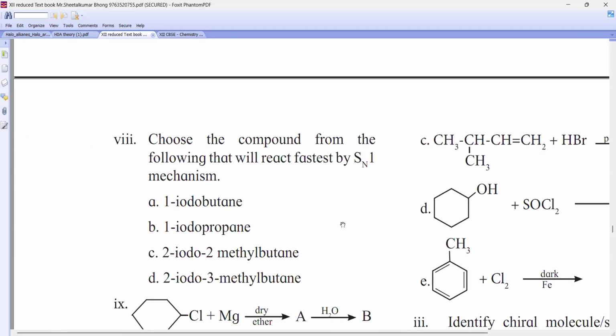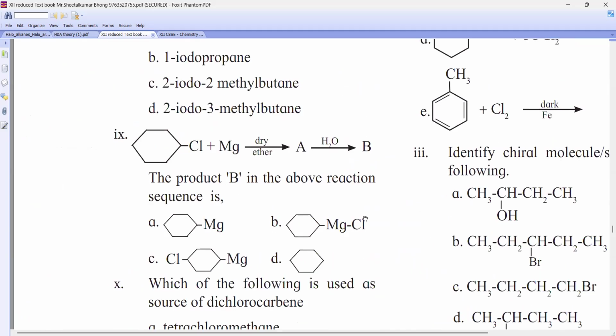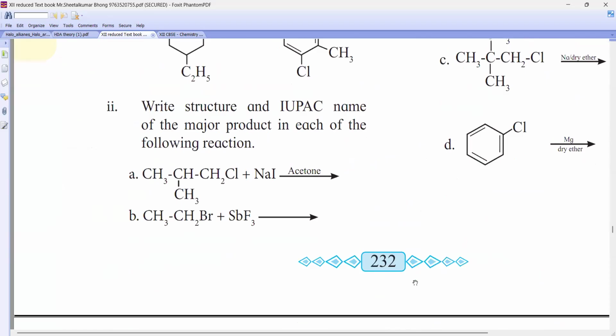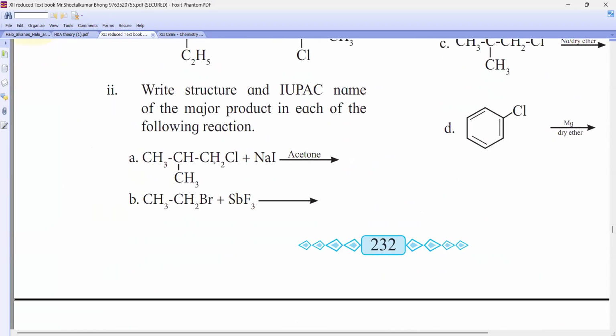Now look here. You can do which one on your own, I'll just tell you. Page number 232: these two reactions you can do on your own. Whenever I use NaI and this chlorine, what will get replaced? Just now we did halogen exchange. Halogen exchange will take place. So what am I going to get here? This will remain as it is. And here, what am I going to get? Instead of chlorine, what will come?